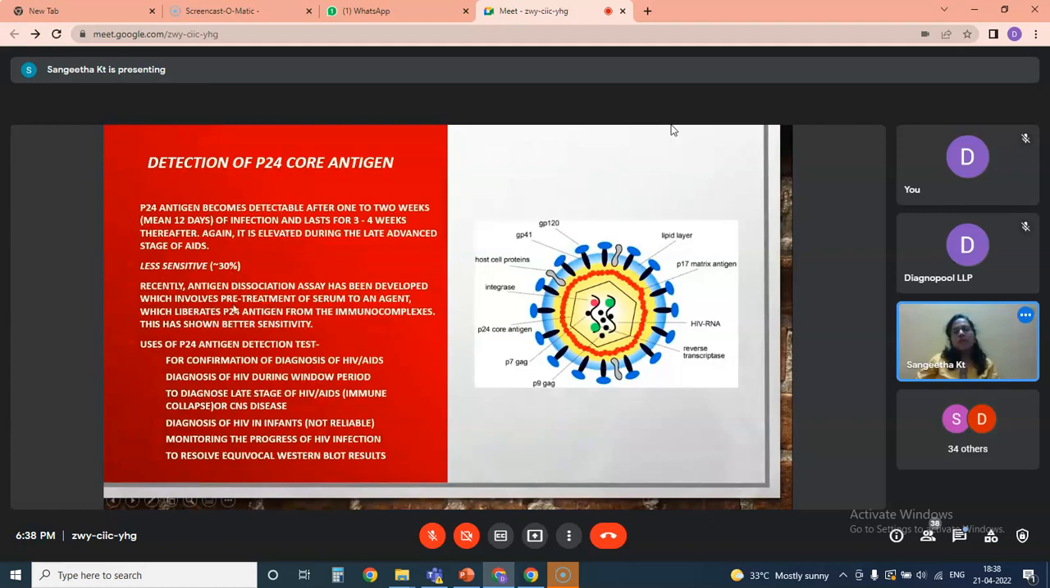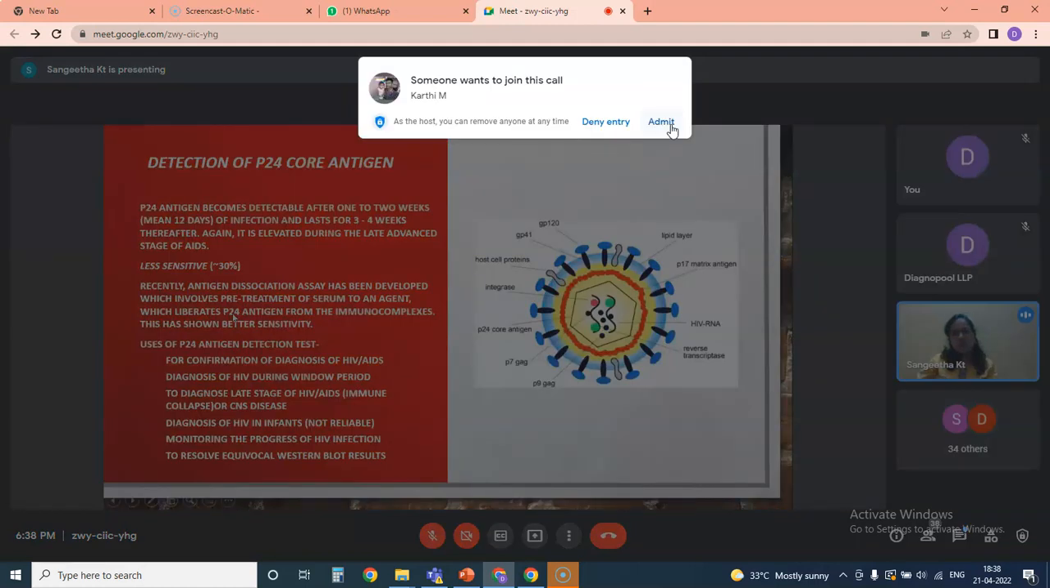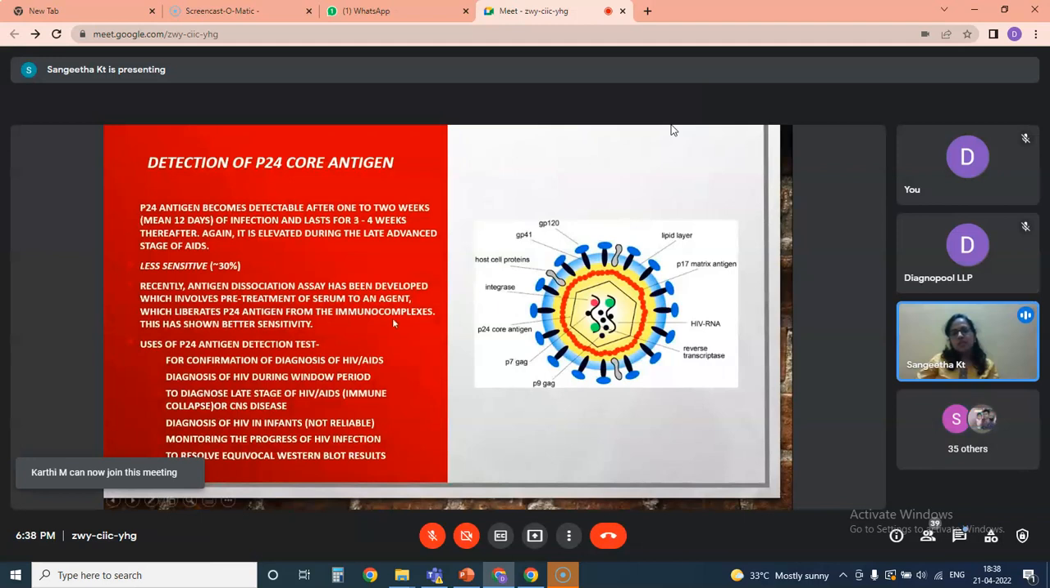It is less sensitive. Why it is less sensitive is because the P24 antigen is usually always bound to the P24 antibody and therefore it remains as immune complexes, because of which we cannot detect the P24 antigen. But recently we have some antigen dissociation assays which involve the pre-treatment of serum, which liberates the P24 antigen from the immune complexes, thereby increasing the sensitivity of the test.